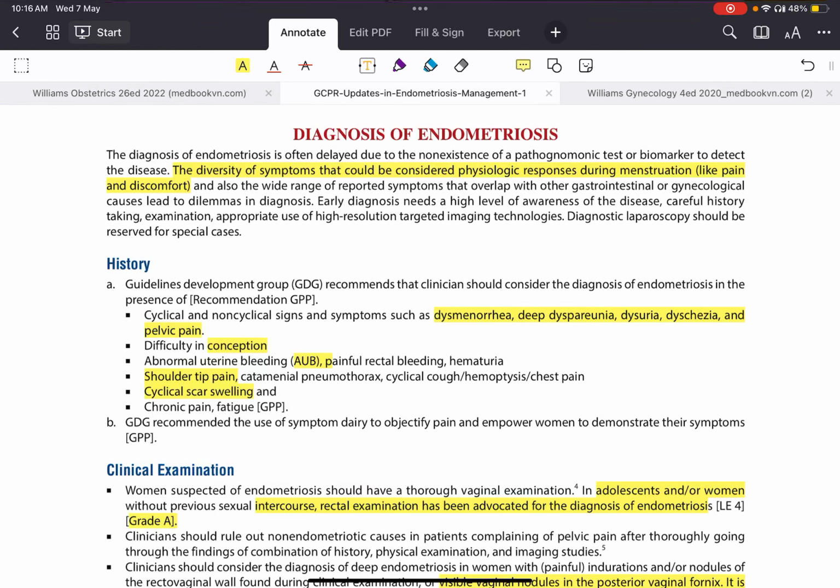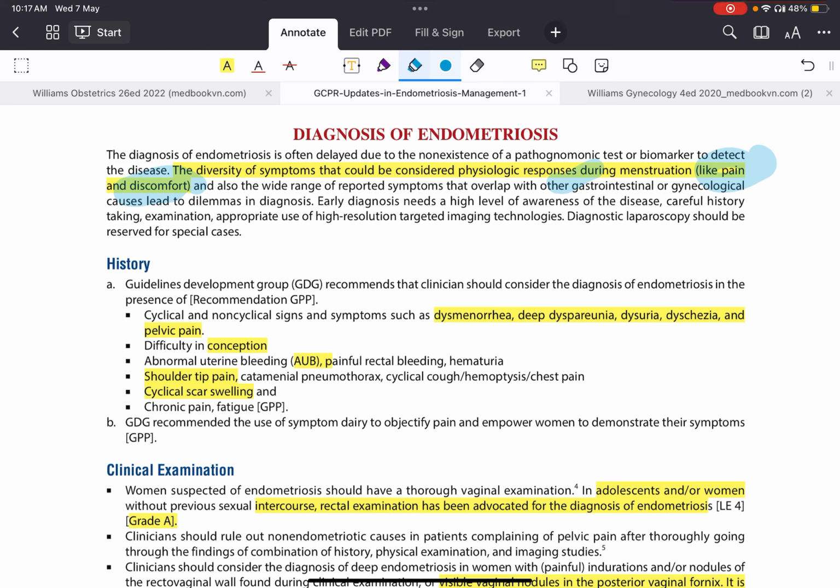Hello, today I'll tell about FOGSI guidelines on updates of endometriosis management. So, first thing is how to diagnose endometriosis. In menstruation, there are symptoms like pain, discomfort, always, and there is a range of symptoms. Sometimes it is associated with GIT, okay, other systems.